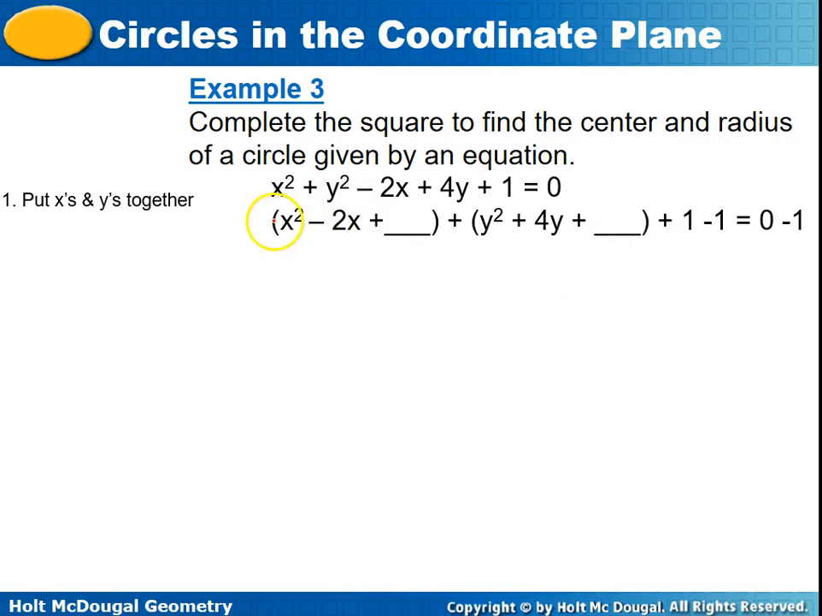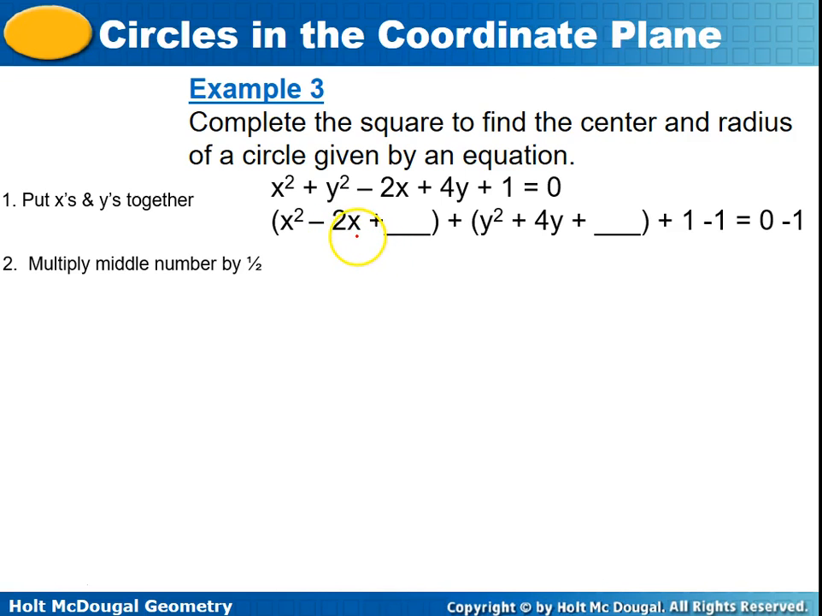I grouped the x squared minus the 2x in one set of parentheses. I did the y squared plus 4y in another set of parentheses. And I'm going to subtract 1 from both sides to move it to the other side. So now my next step is going to be to take half of this. If y'all remember, we were doing completing the square. We did that in the first unit, in the first section, part 2.